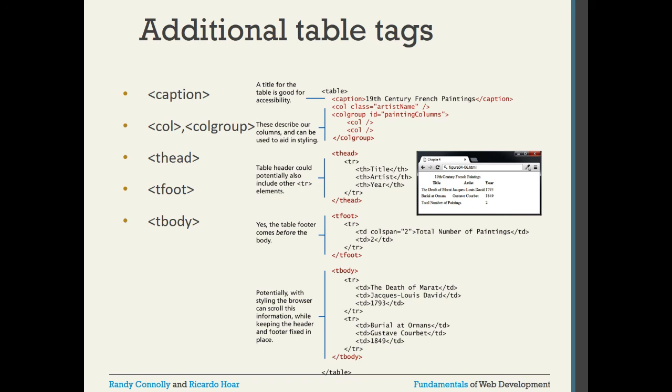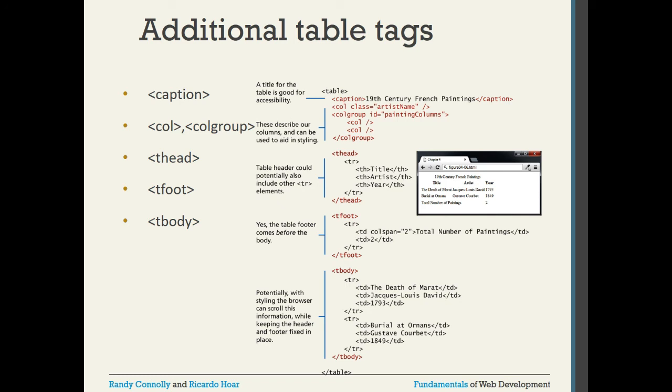Another thing is col and colgroup. These describe our columns and can be used to add styling. Okay, so with col and colgroup we can add the styling properties. I will discuss that more in the next videos.